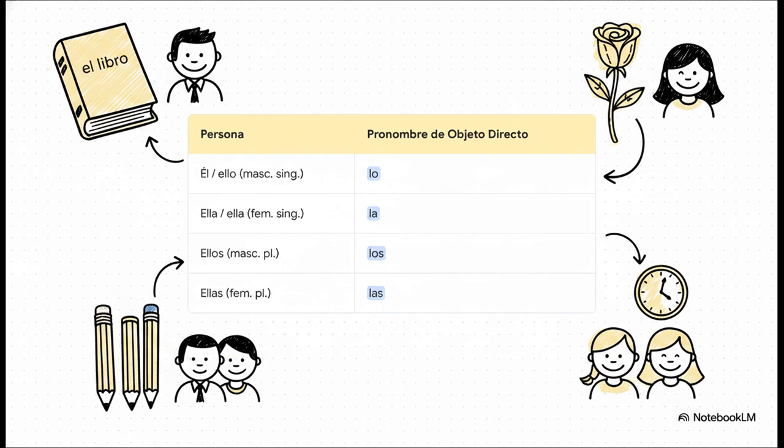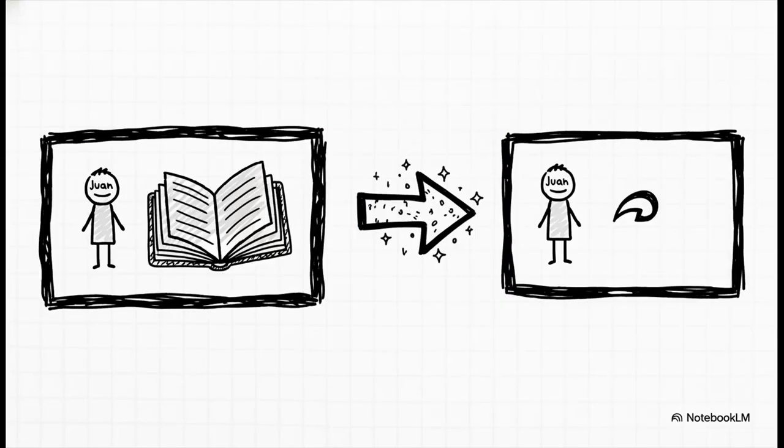Now, the whole point of this is to avoid repeating ourselves. So instead of saying the book over and over, we're going to swap it out for a tiny, powerful word, a pronoun. For these direct objects, you really just need to know these four. Lo for masculine singular things, la for feminine singular, los for masculine plural, and las for feminine plural. So watch this little bit of magic. Our original sentence, Juan compra el libro, gets a nice, sleek upgrade to Juan lo compra. See what we did there? Because el libro is masculine and singular, we just pop lo in its place. He buys it. So much cleaner.